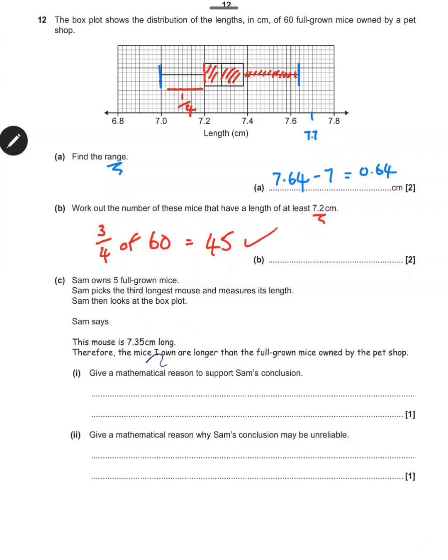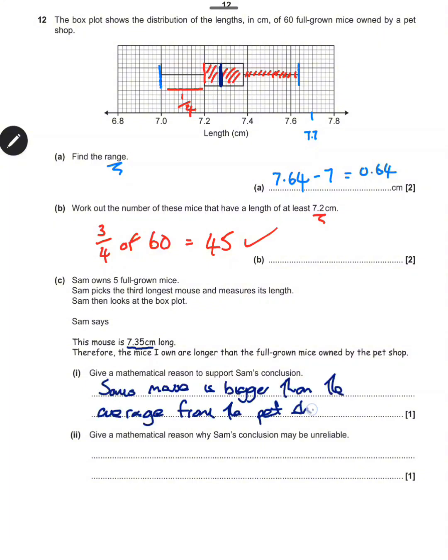My pal Sam's got some mice. He picks out a mouse and it's 7.35 centimetres long. And he says his mice are bigger than the ones in the pet shop, the ones demonstrated on the box plot. Why might he be right? Well, this here is the average. That's the median for the ones at the pet shop. So what we can say is Sam's mouse is bigger than the average from the pet shop. So he's quite right to say mine are bigger.